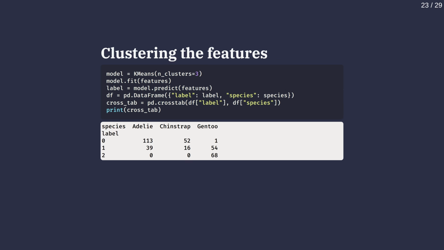Since there are 3 species of penguins, I have set 3 clusters in the KMeans function and performed fit and predict on the feature data. When I run cross-tabulation, we can see that this time things haven't worked out as well as with the iris dataset. The KMeans clusters do not correspond well with the different species of penguins. What could be the reason behind this?